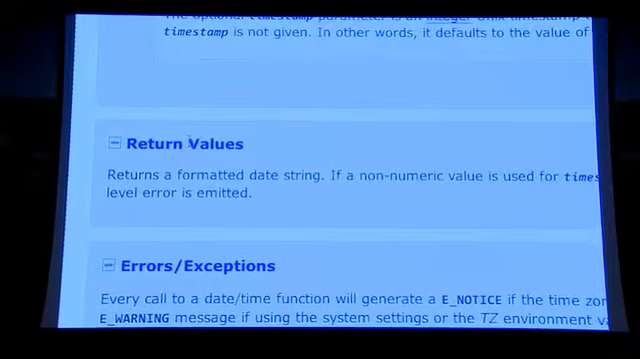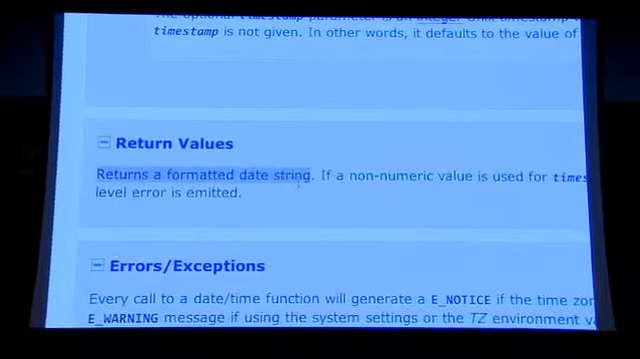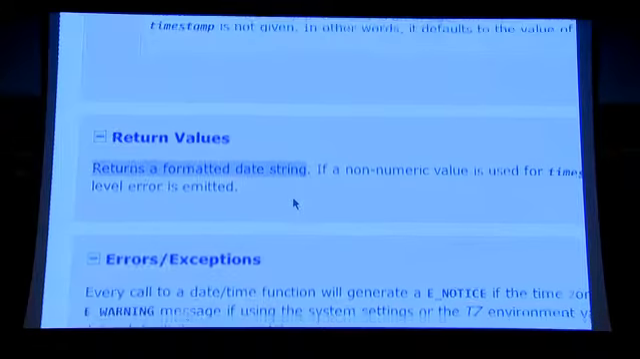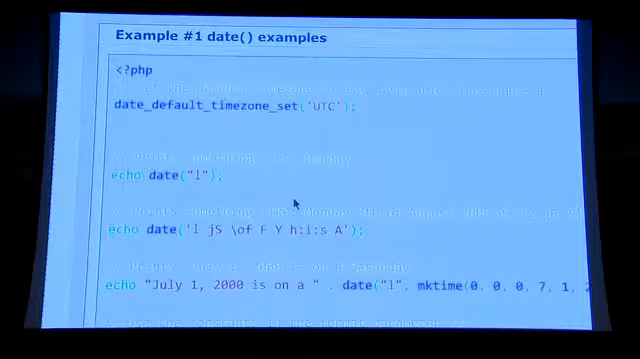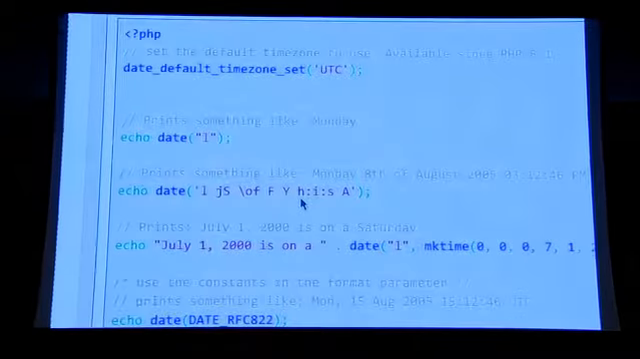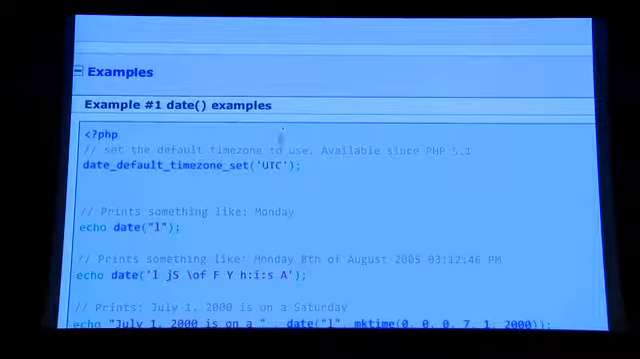Timestamp does what I promised. Return value returns a formatted date string. If you do something wrong, it goes on to explain that there's an error. And then let me scroll down here. The examples, frankly, is where my eye is typically drawn most immediately. So if I take a look here, this gives me some little cheat sheets.